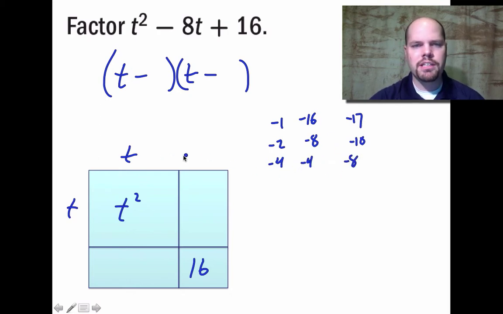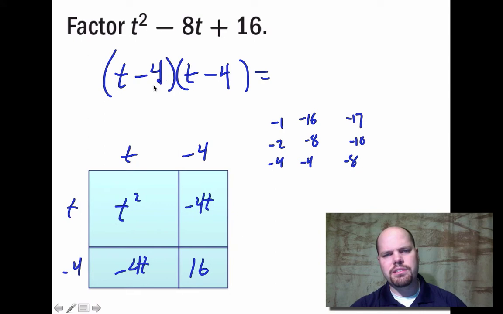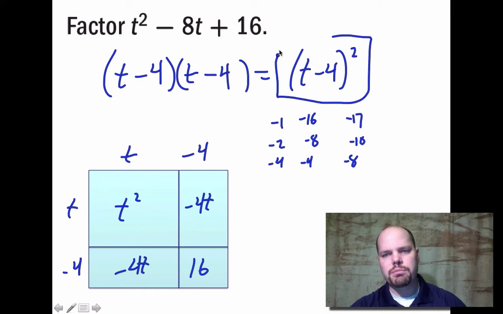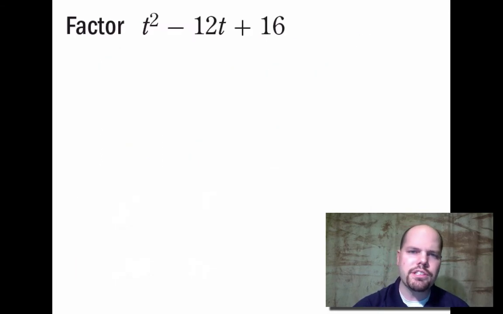So it's going to be t minus 4, because this is negative 4t. This is negative 4t. Those two add up to negative 8t, so that's what we wanted. T minus 4, t minus 4. Since this is the same thing, we could say this is quantity t minus 4 squared. Either one works. This is the simplified answer, and that's the factored form of t squared minus 8t plus 16.